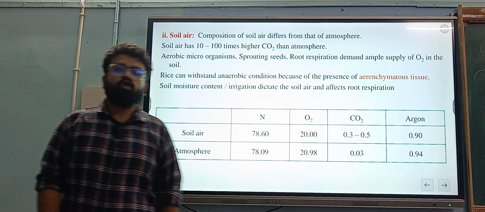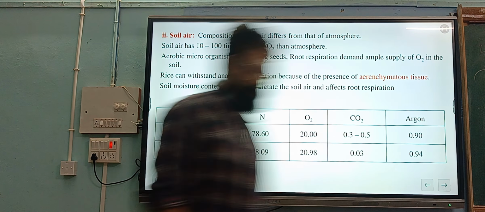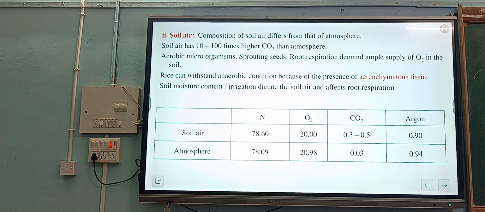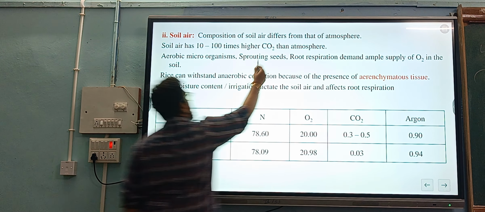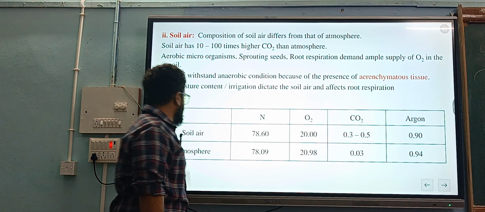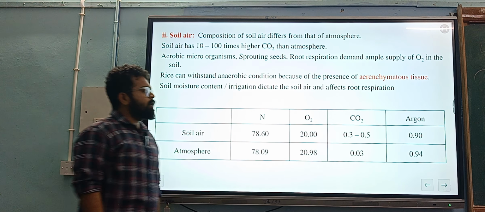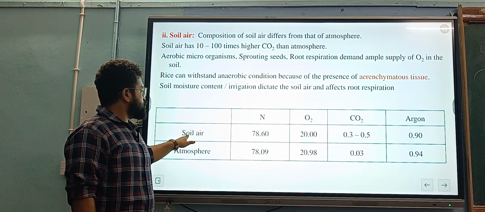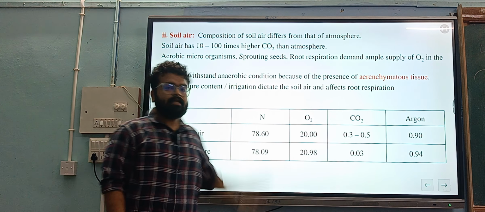The next factor is soil air. The composition of soil air differs from that of the atmosphere. As we all know, the atmosphere has a much lower carbon dioxide content. The soil air has 10 to 100 times higher carbon dioxide than the atmosphere. The atmosphere has 0.003 percent of carbon dioxide, whereas in soil air it is 0.3 to 0.5 percent, nearly 10 times higher.